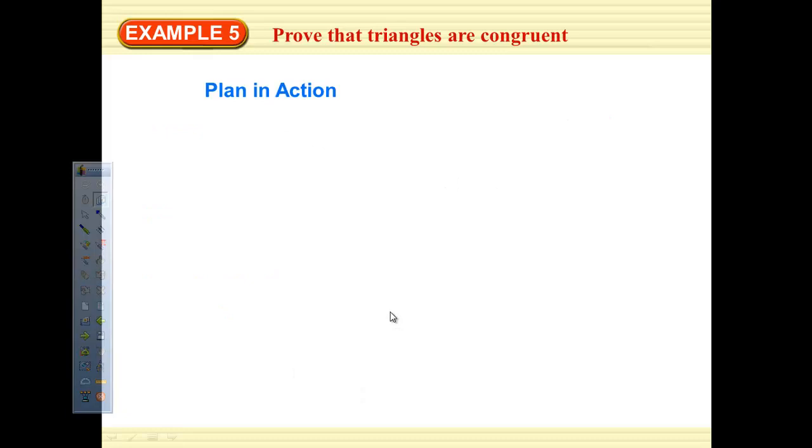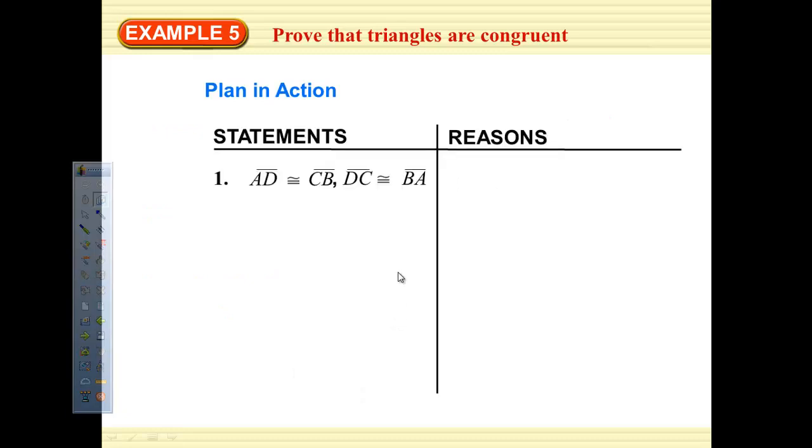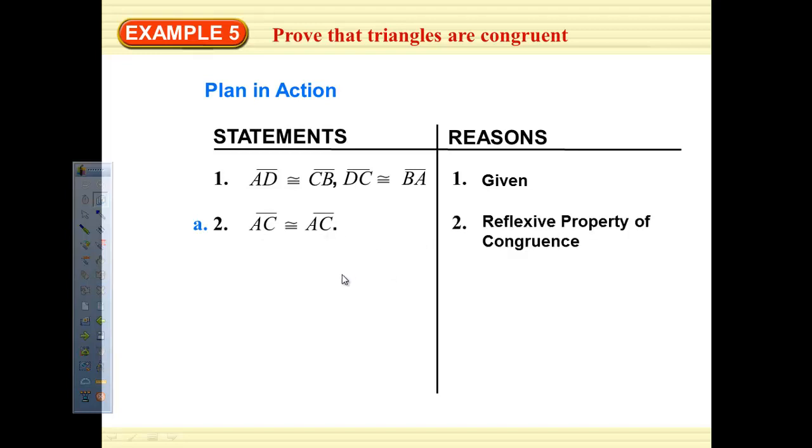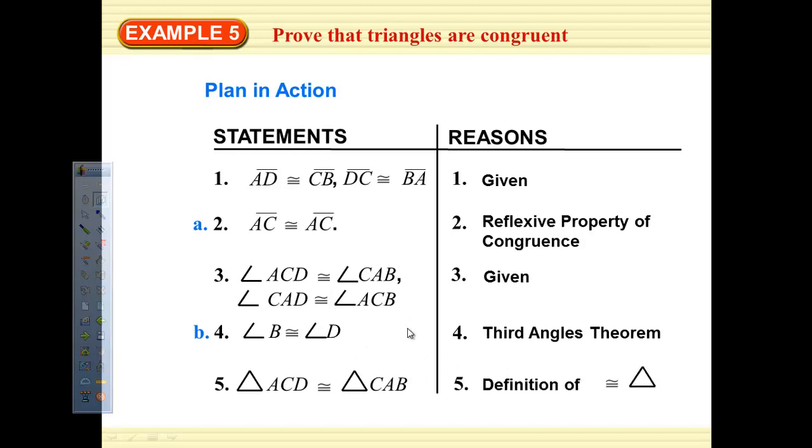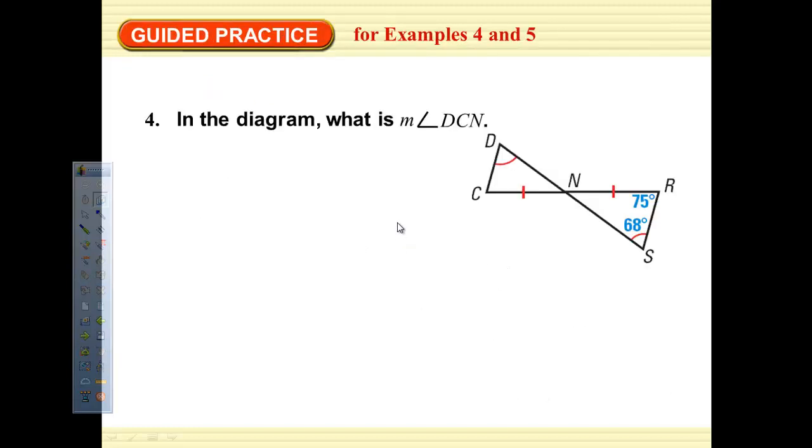So we go through it and we do it. We start off with all the things that are given to us. We know that's true because of the reflexive property. Then we do all the angles that we know are congruent because they're given, and we write the third because of the third angle theorem, and then the two triangles are congruent because of the definition of congruent triangles. In the future, we'll have shorter ways of doing this again.